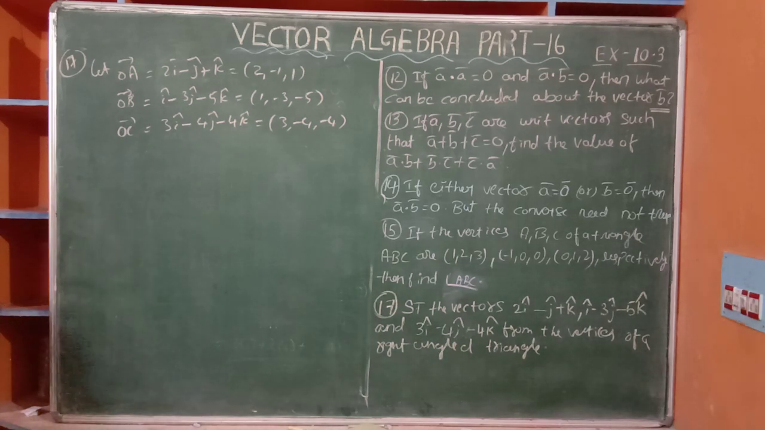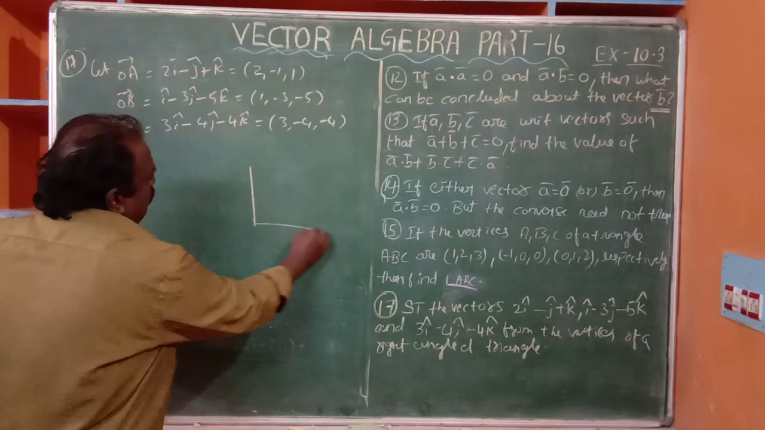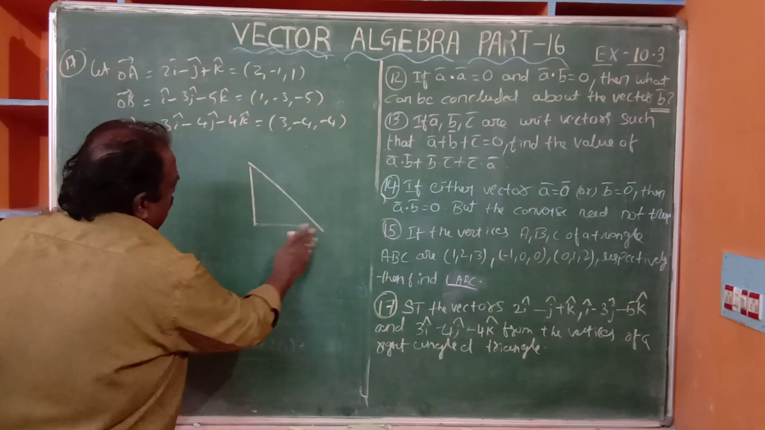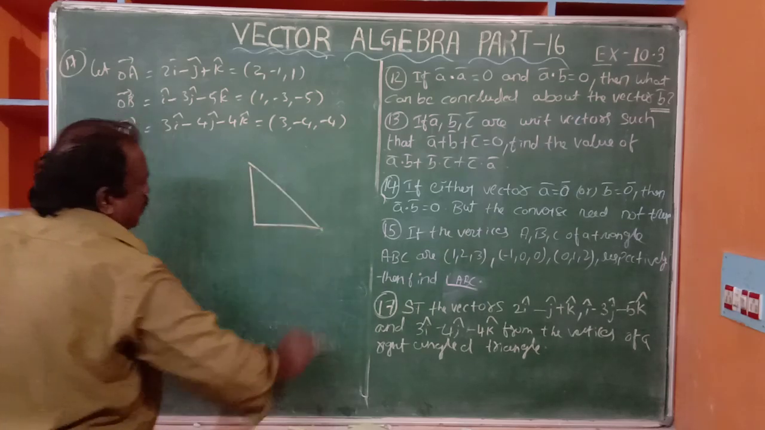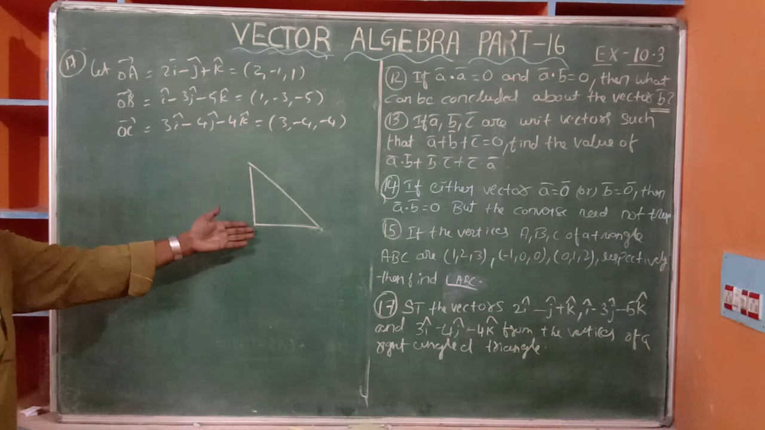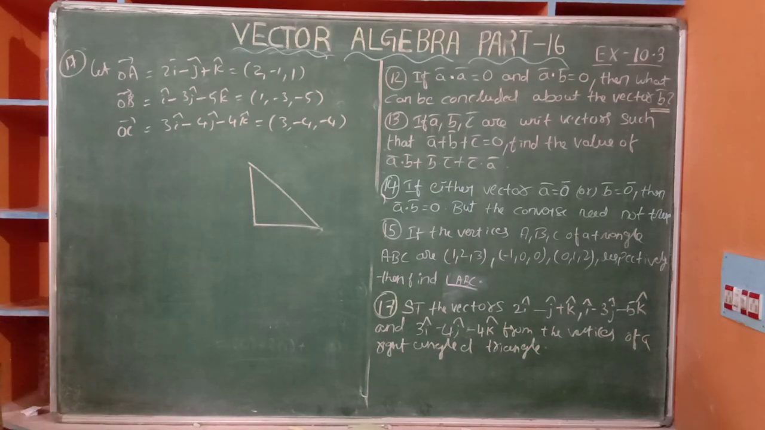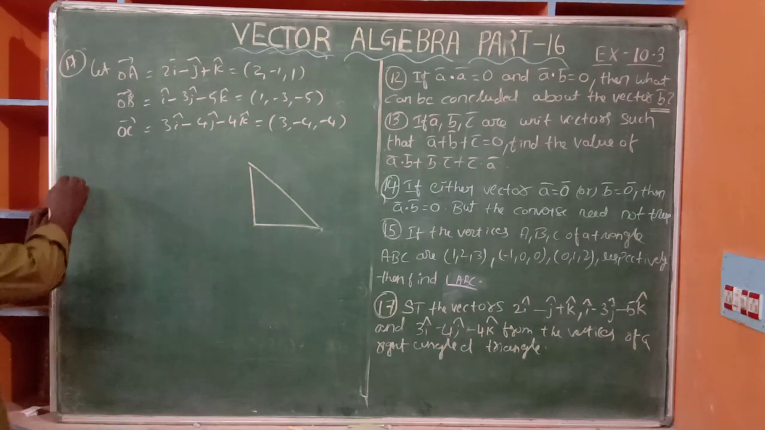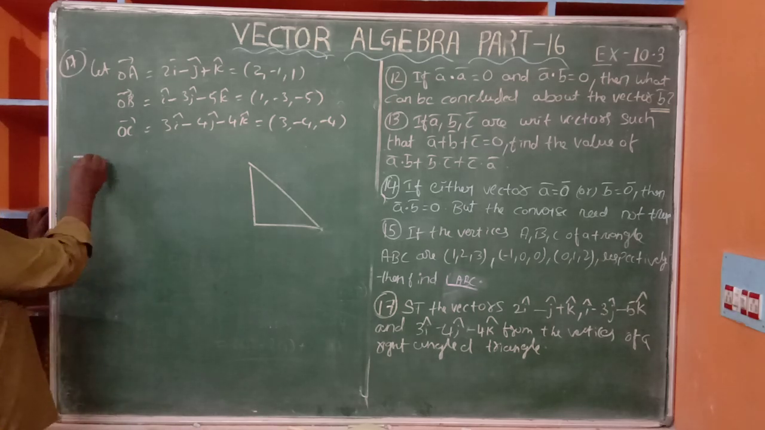Now, we have to prove that it is a right angle triangle. The vertices of ABC are the vertices of a right angle triangle. Here it is not possible to mention which is A, which is B and which is C. First we solve AB bar.